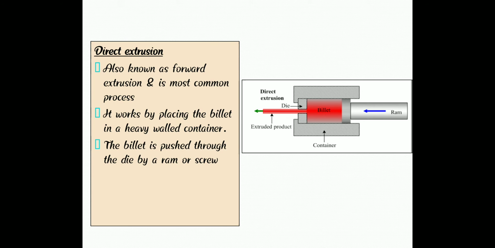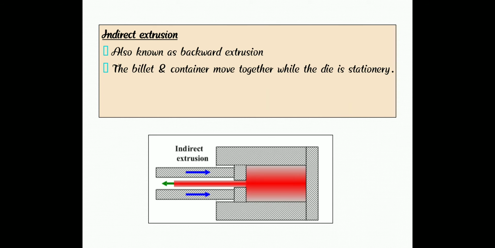Next one is direct extrusion. It is also known as forward extrusion and is the most common process in industries, because forward means that when we apply pressure on the ram, the billet or any dough material present inside comes directly out of the die with the help of positive feeding, or you can say direct type. The billet is pushed through the die by ram or screw.